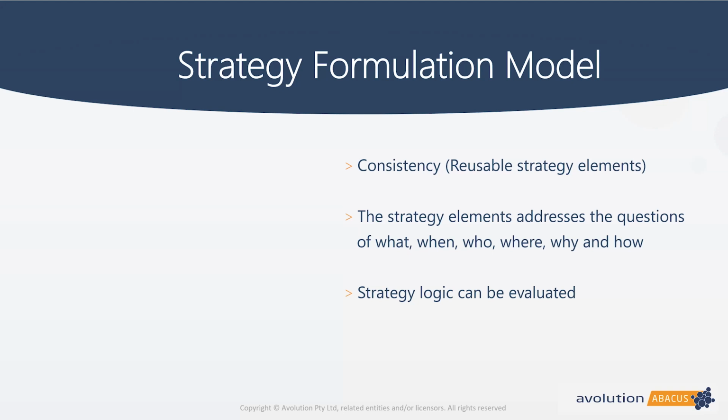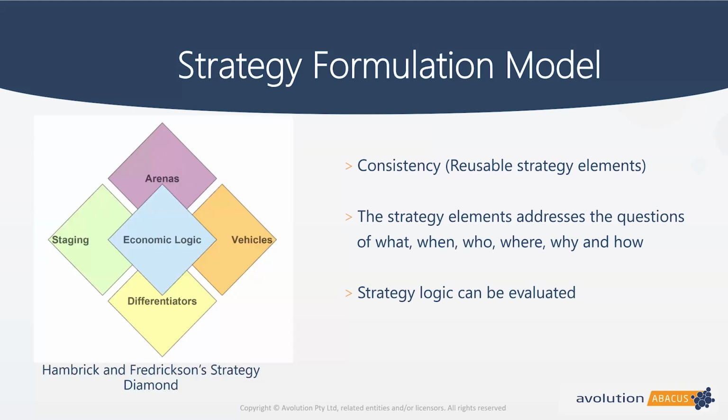So with all this in mind, after a quick research, I found this framework, Hambrick's and Fredrickson's strategy diamond, could be a solution for that. As you can see, this framework approaches strategy formulation through 5 key strategy elements. Arena is about what and who, like what products do we want to launch, and also which market or who our customer will be.